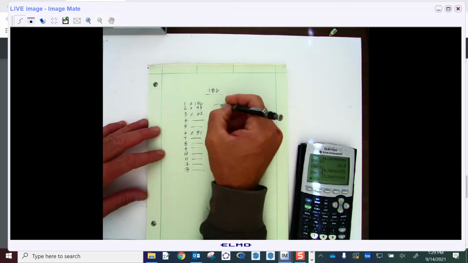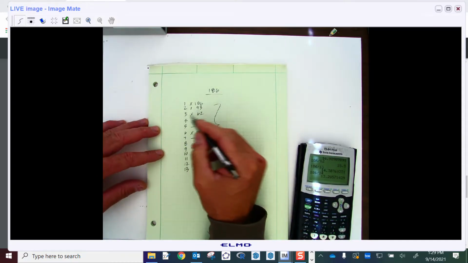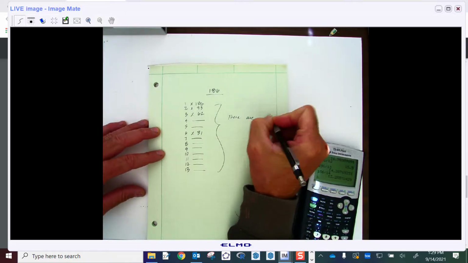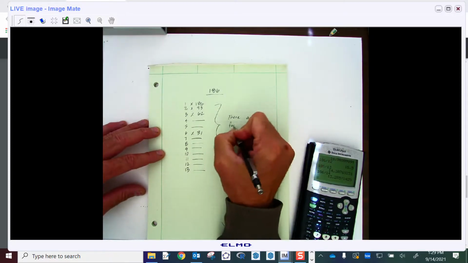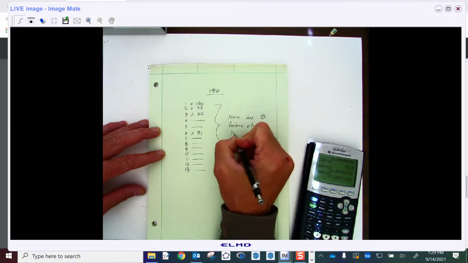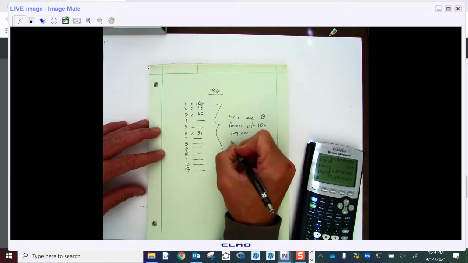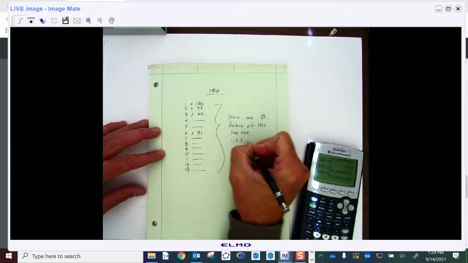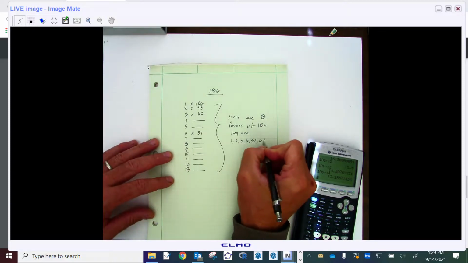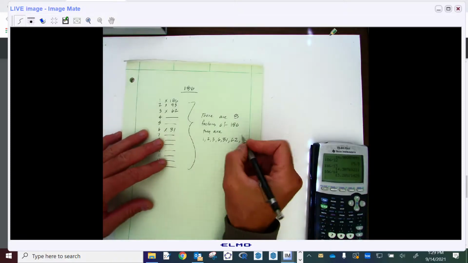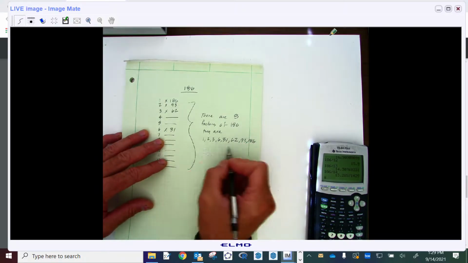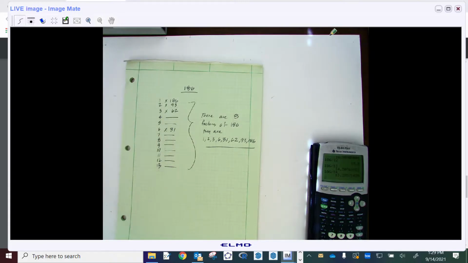So what does this tell us? There are 1, 2, 3, 4, 5, 6, 7, 8 factors of 186, and they are 1, 2, 3, 6, 31, 62, 93, and 186. So there they are, an efficient way to find factors of a really large number.